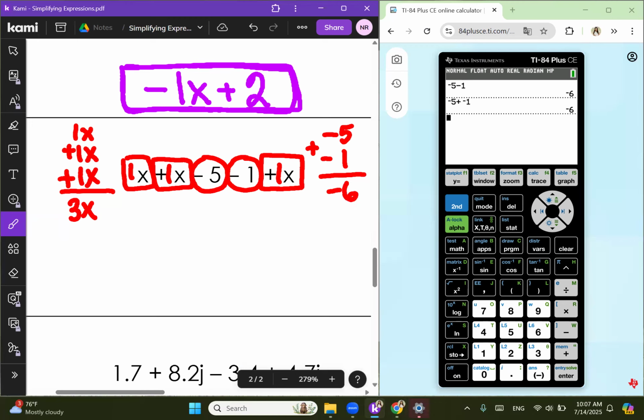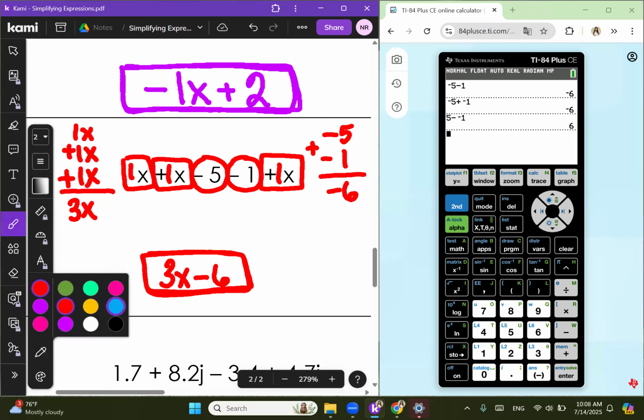What do you not do? You never put a minus and a negative together. That's the difference between owing somebody $6, being in the negatives, and having $6, positive 6. Don't want to do that, okay? So 3x minus 6. Okay. Moving on.